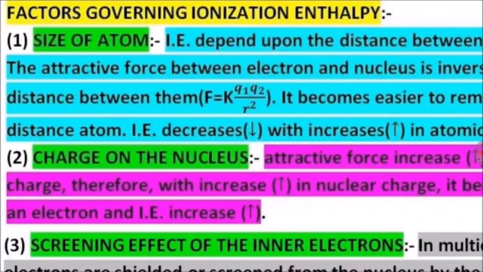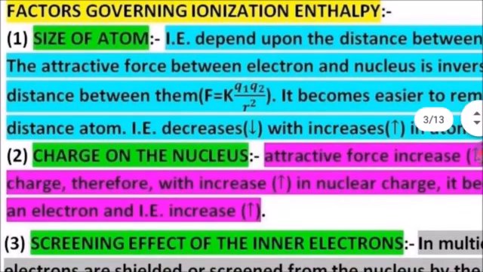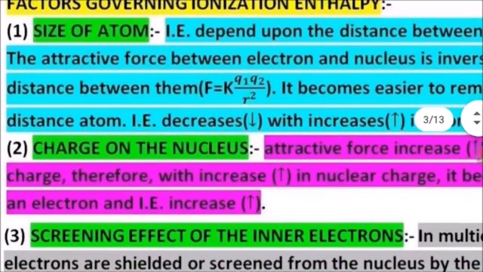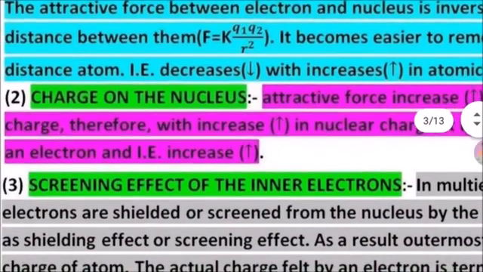For example, in the case of alkali metals, if we want to remove the electron from cesium, which is a big atom, we can remove it easily, meaning the ionization enthalpy is lower. But if we want to remove the electron from a lithium atom, more energy is required because the size of lithium is so small and the size of cesium is very great.